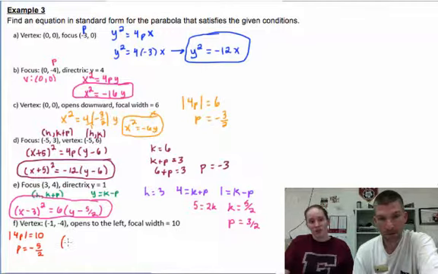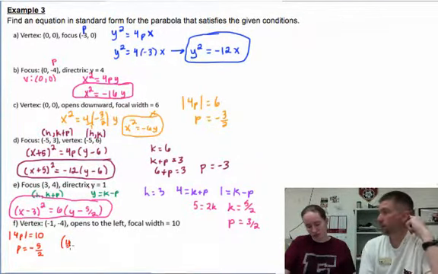Now I've got all our information, so we're in the second column. We're opening left, right, which means we're squaring the y part.